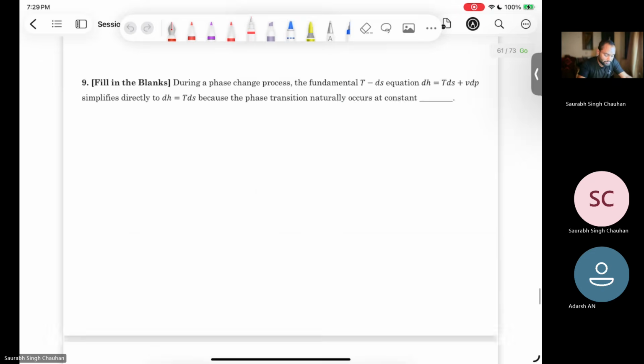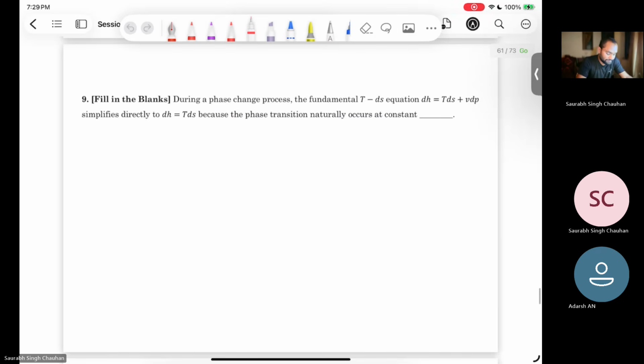Okay. So now we can continue with question number 9. During a phase change process, the fundamental TdS equation dH equal to TdS plus VdP simplifies directly to dH equal to TdS, because the phase transition naturally occurs at constant pressure, right? So pressure is constant, then the second term goes to 0.